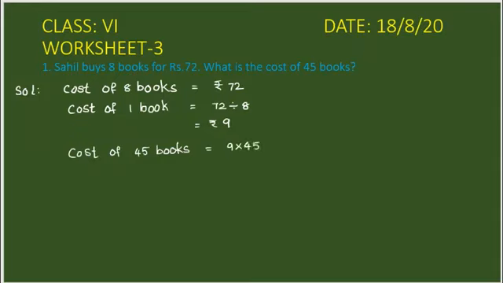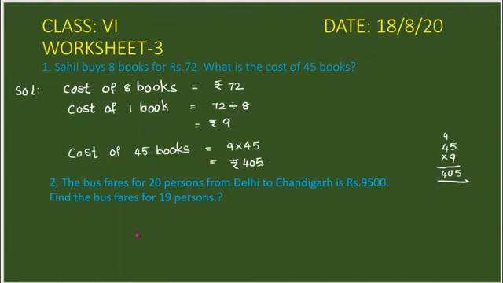So let us multiply in rough space and check. 45 into 9 gives us 405. 9 5s are 45. 9 4s are 36 plus 4, 40. So 405 rupees is the cost of 45 books. So this is the solution, children. Now let us see the second problem.